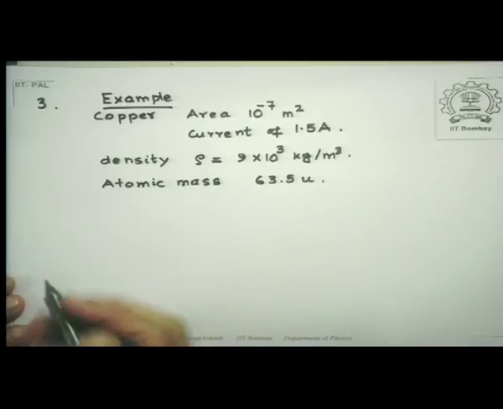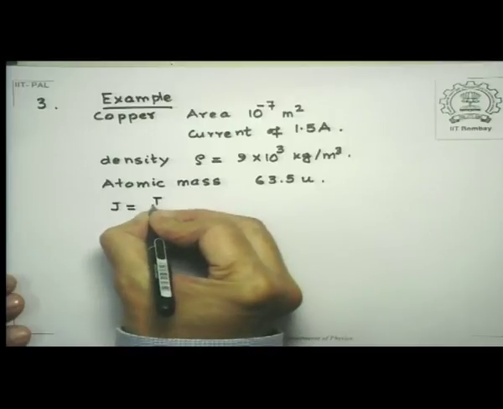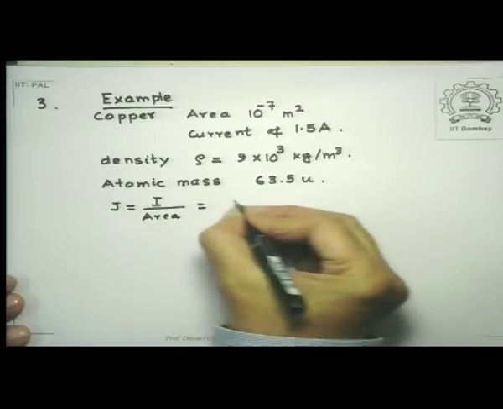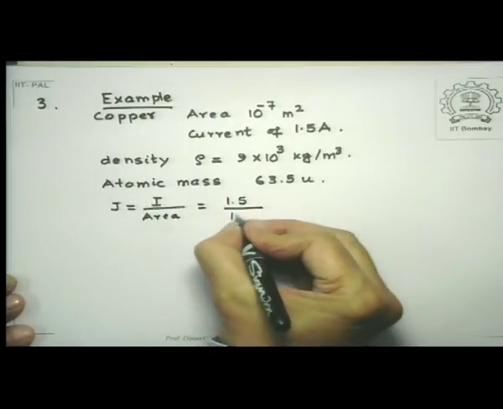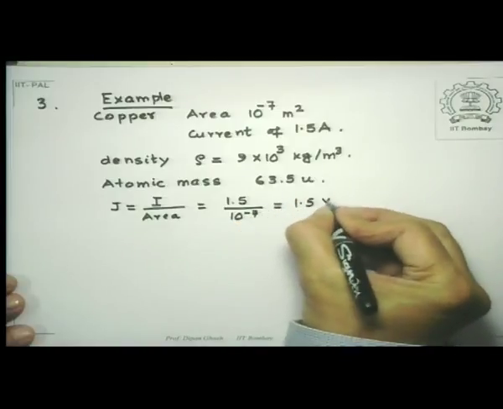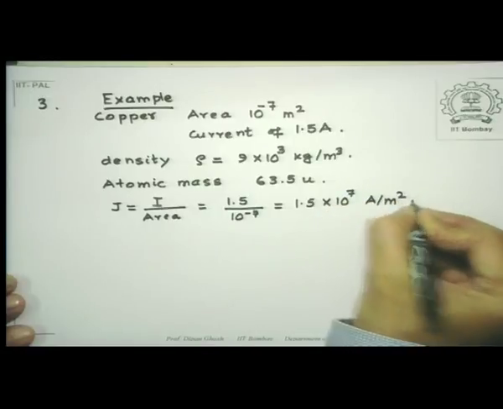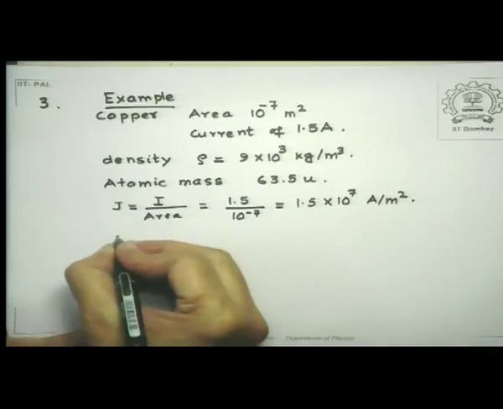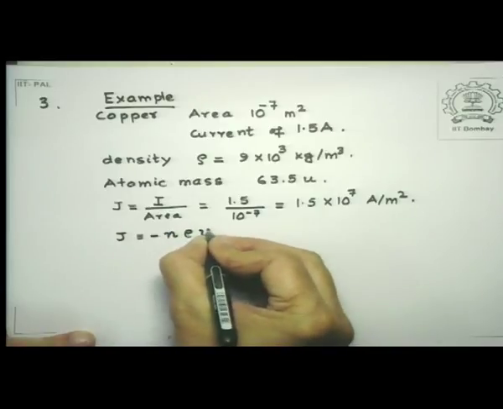The current density is fairly straightforward. The current density is simply the current I divided by the area. Current is given to be 1.5 amperes and area is 10 to the power minus 7. So therefore, this is 1.5 into 10 to the power 7 ampere per meter square. I had already obtained this relationship, j is equal to minus n e v.